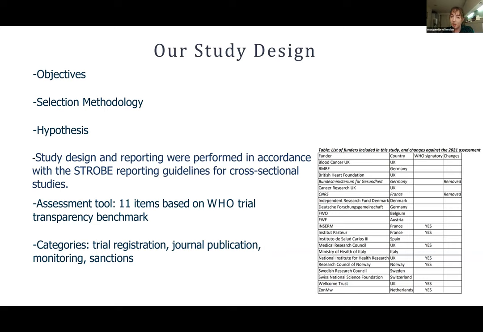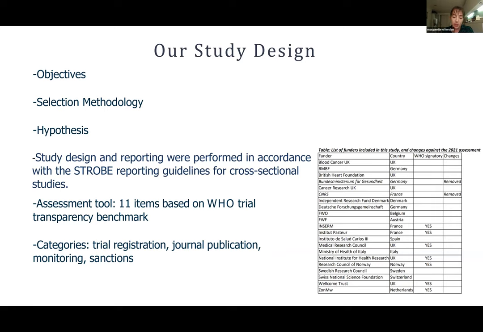We also, as you can see from the list on the right, removed two funders that did not routinely directly fund clinical trials. We decided then to expand this cohort by adding six new global funders who had also signed up to the WHO joint statement. So two multilateral ones located in Europe, Horizon Europe and EDCTP, sorry, if you've ever heard of it, it's the European and Developing Countries Clinical Trials Partnership, that's what it stands for.